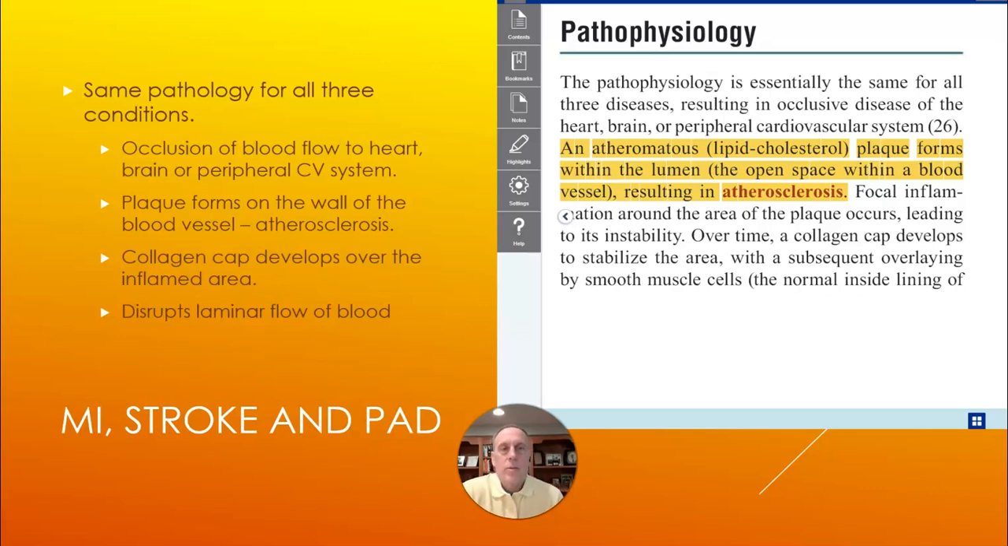Now, the book provides this example over here to the right, which you probably want to become accustomed to or become friendly with. When you have an atheromatosis, which is a lipid cholesterol plaque that forms within the lumen, the inside of the actual blood vessel itself, that plaque, if you will, causes a disruption of blood flow, and it disrupts laminar flow.